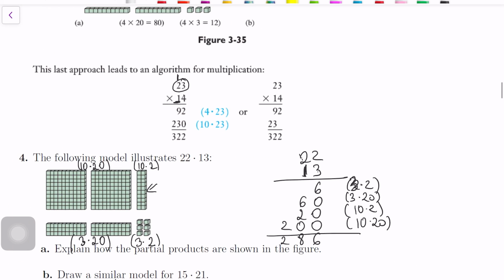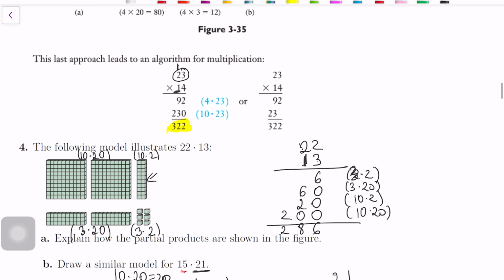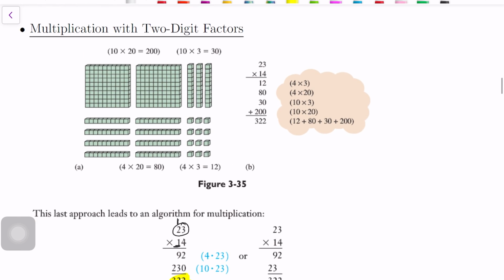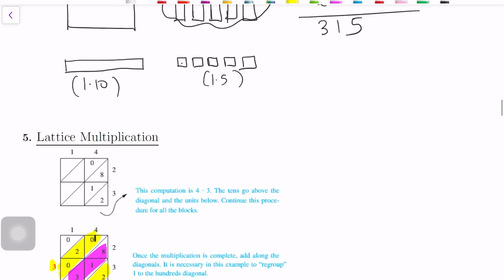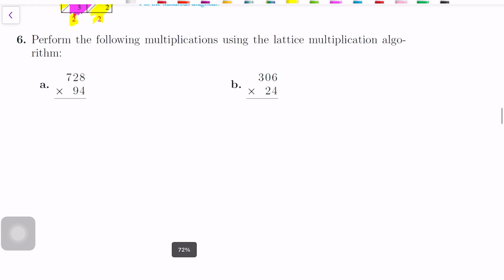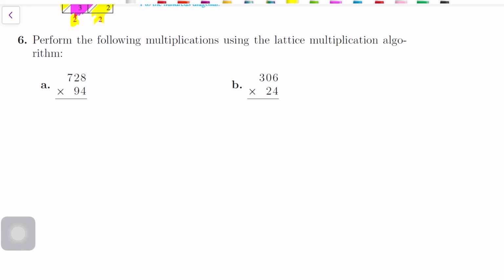Yes, 14 times 23. That was the example we did using the above, right? So that was 322 using the lattice algorithm. Okay, so let's practice this lattice algorithm. I'm also going to do the standard algorithm and the expanded algorithm just to compare them, so we practice and you remember how many algorithms we have.